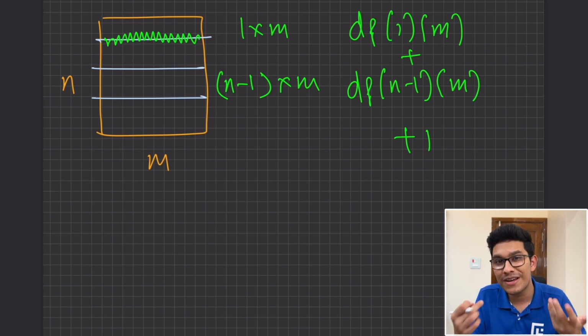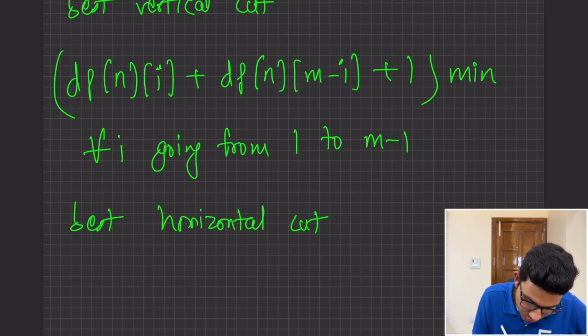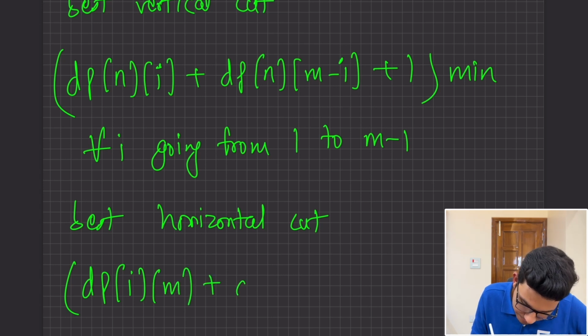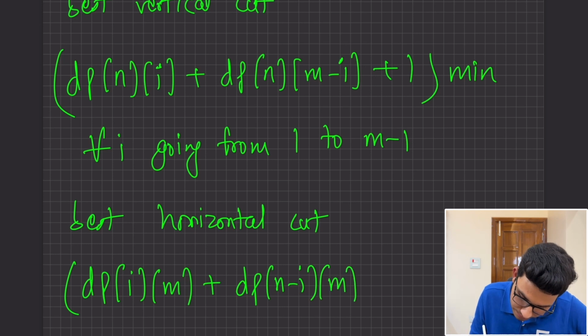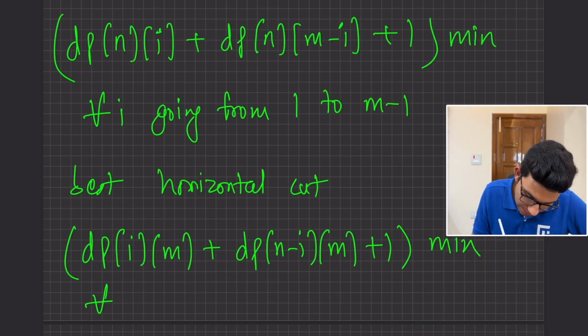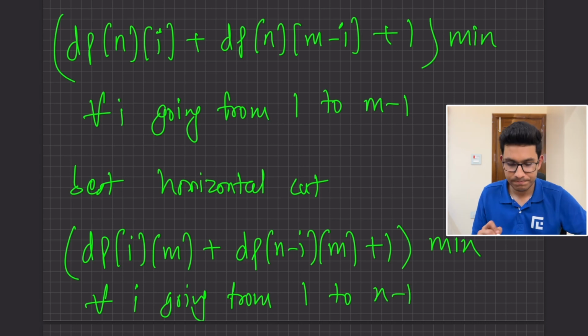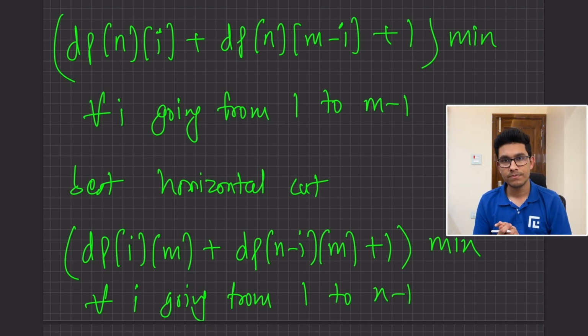So what is going to be your best horizontal cut? You would try out all the possible ways. So can I say the best horizontal cut is going to be simply dp of i comma m plus dp of n minus i comma m plus 1. I would take the minimum of this for all i going from 1 to n minus 1. Yes or no? Got it?